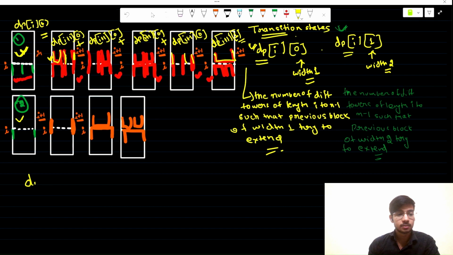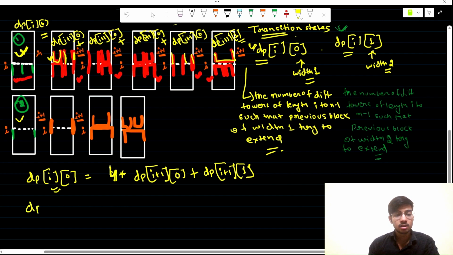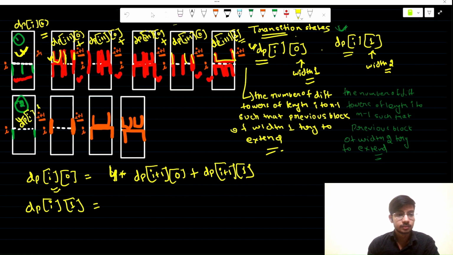So what I can say is that dp of I0 is equal to 4 times dp of I plus 1, 0 plus dp of I plus 1, 1, for width of 1 trying to extend. So this is the transition for dp of I0. For dp of I1, what will be the transition for dp of I1, right?